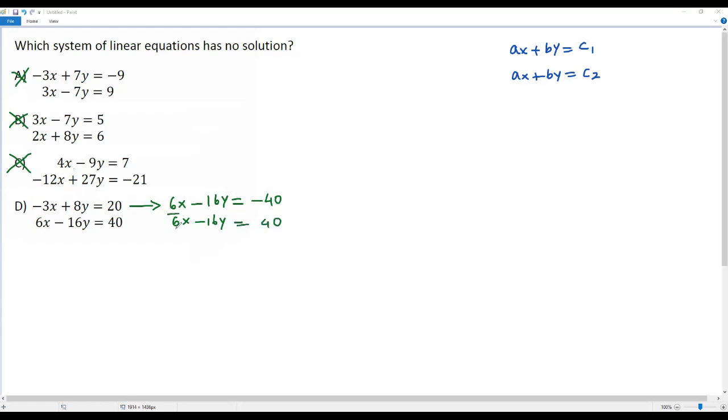Okay, here we have the same coefficient for x and same coefficient for y and different constant terms. Okay, the system in answer choice D meets what we have discussed over here. So in the given answer choices, the system of two linear equations in answer choice D has no solution. So the correct answer choice for this question is D.